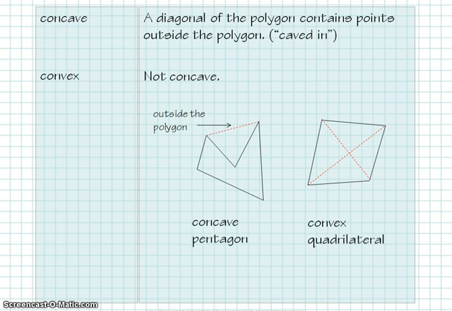Two other words that you're going to use to classify polygons are concave and convex. Concave, if you think about a cave, like if something is caved in, it has kind of a dent in it. So that's what we've got here: a kind of dent in the side of the polygon. Technically, we can draw a diagonal that contains points outside the polygon, but it looks like it has a dip in it. Its side is caved in. It's concave. Convex is basically not concave. So here we have a concave pentagon because I've got 5 sides. Here I have a convex quadrilateral.